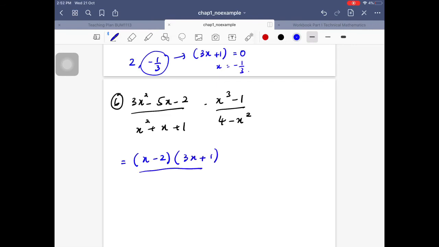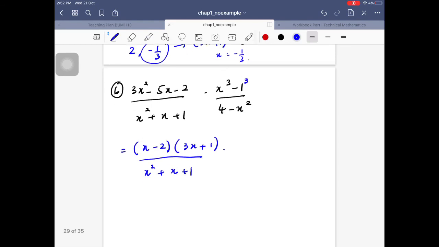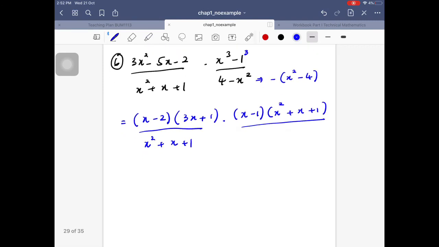And at the bottom, can I factorize this? No, this is irreducible. You can check that for yourself. And here, I'm going to apply the difference of cubes, so I'll end up with x minus 1 times x squared plus x plus 1. And here, be careful with this. This is actually negative of x squared minus 4, and therefore I'll end up with negative of x plus 2 multiplied by x minus 2.